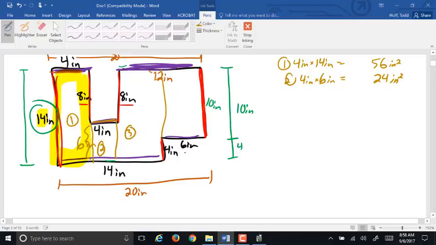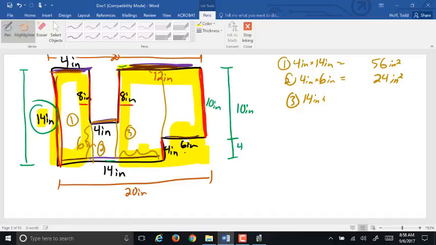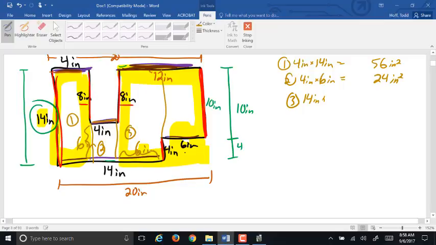Piece 3 here is back to being 14 inches. What's this dimension here? Well, again, we'd have to look at this whole rectangle. This is 12, so this has to be 12. We've got 6 here, so this one has to be 6. So 6 inches there. So that is 14 by 6 inches, otherwise known as 84. And then the fourth piece here is 10 by 6. So 60 inches squared.